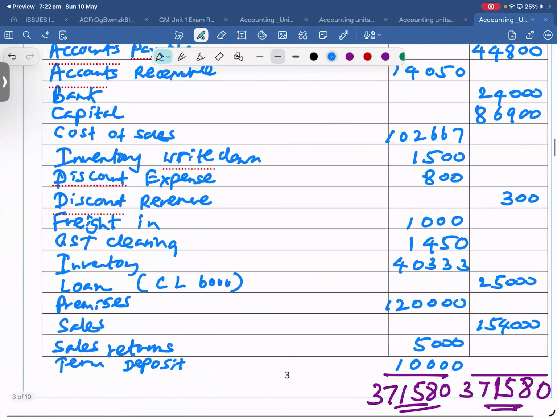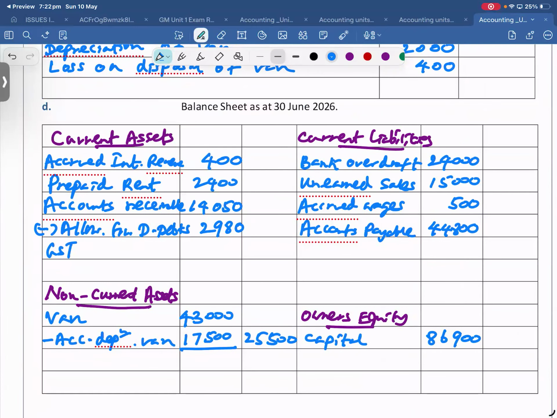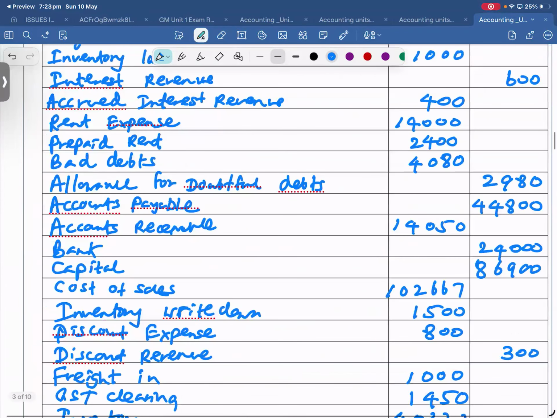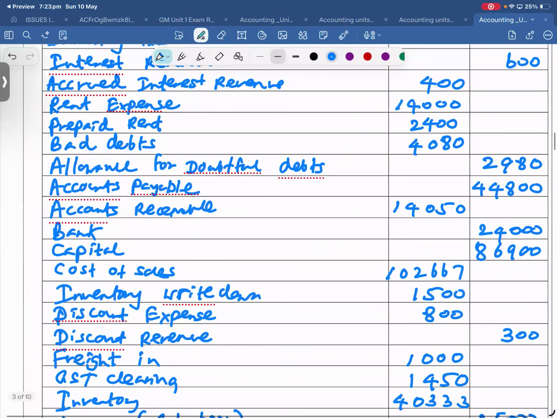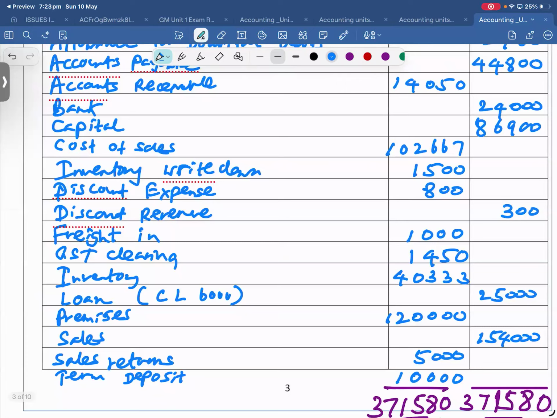And then GST is debit. Did you do the GST receivable when it is 1450? Yeah, current asset. And then we have inventory, which is 40,333.